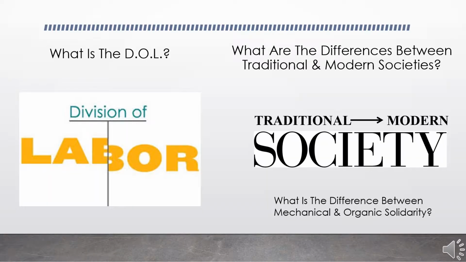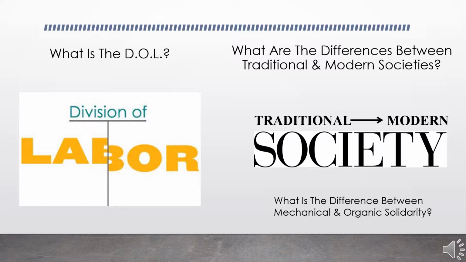Okay, so this slide has a lot, so bear with me. Our first question is, what is the division of labor, or DOL? The division of labor is the separation of occupational sectors and workers into specialized spheres of activity. So for Emile Durkheim, this really provided a social interdependence. And so now on to the traditional and modern societies and how solidarity comes into play.